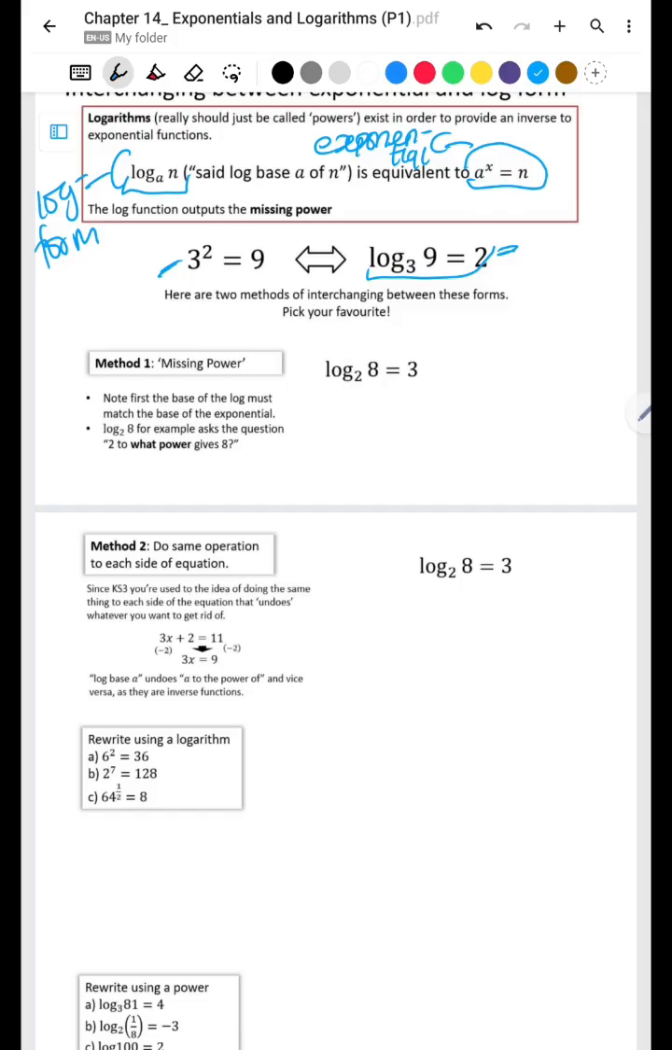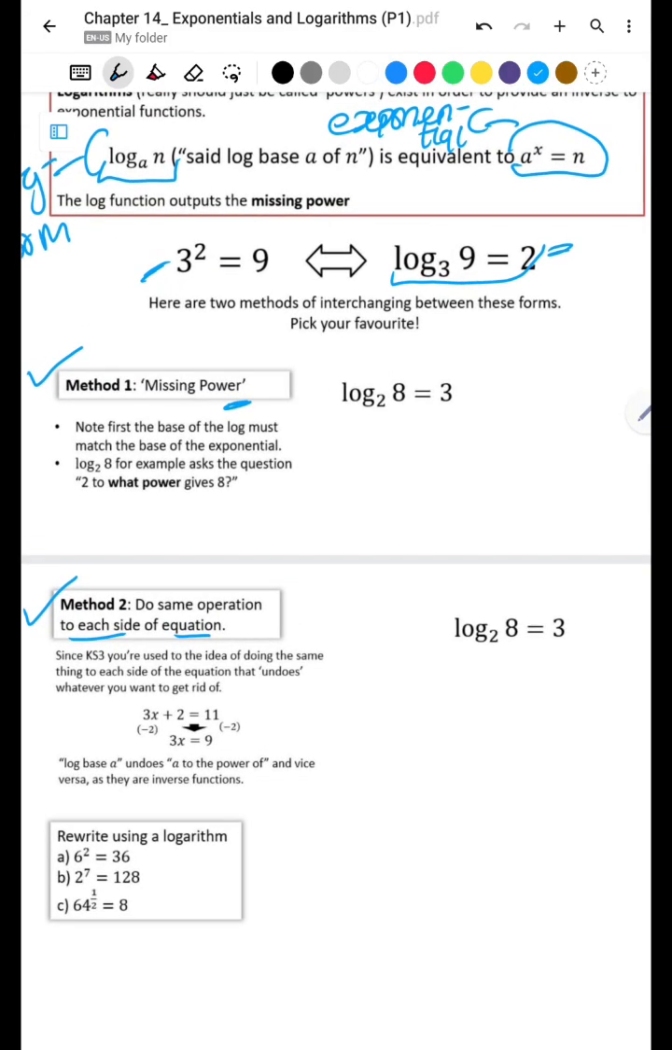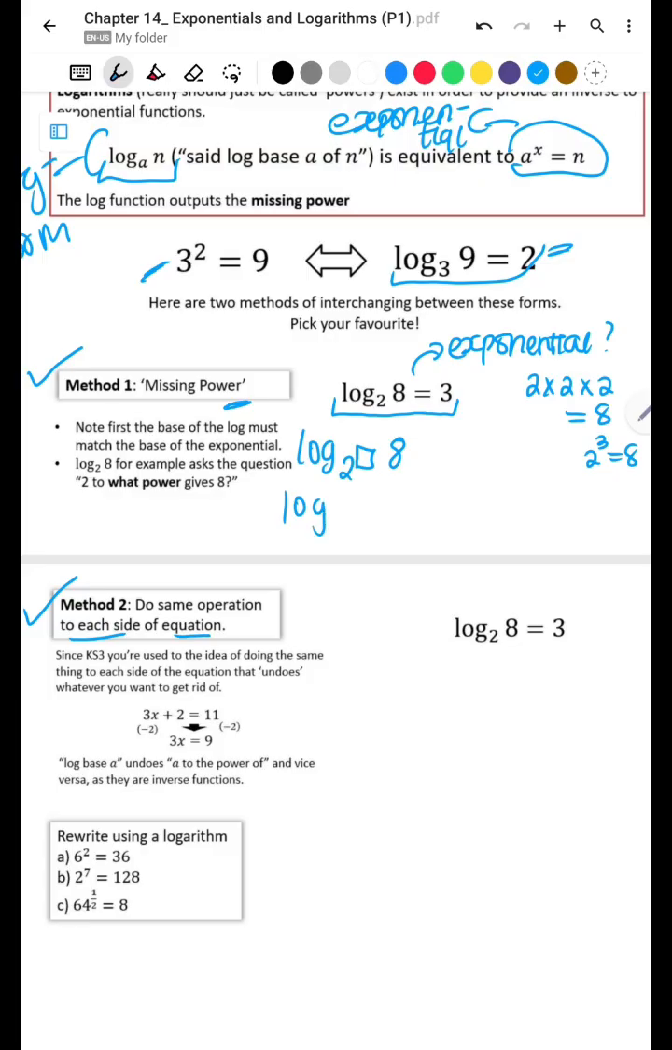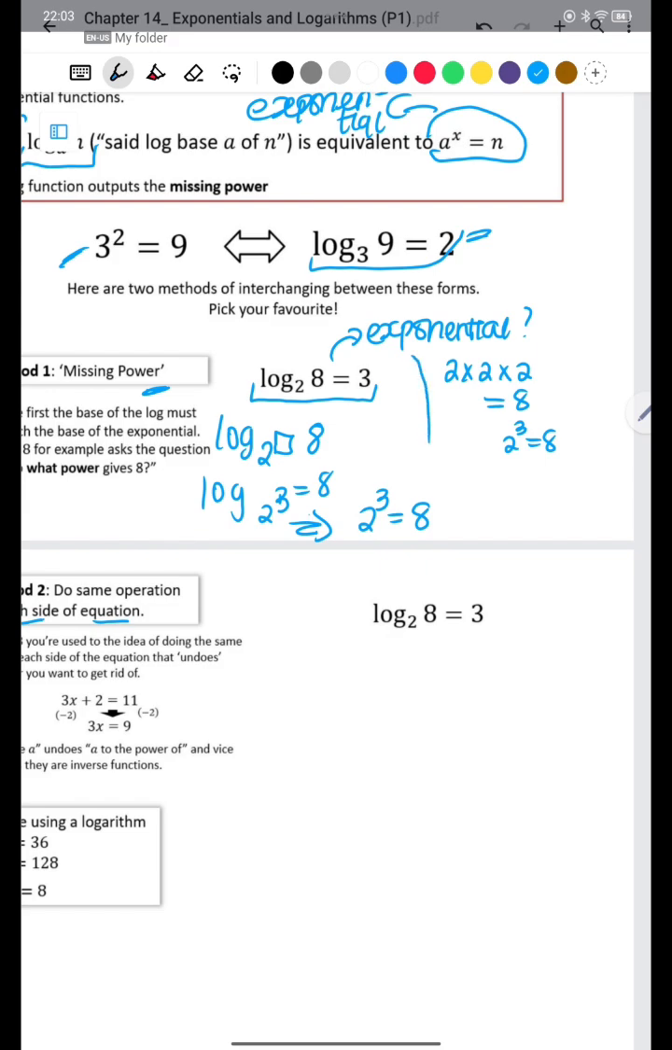So now there are two ways to convert from logarithms to exponential. We have method one, which is using the missing power, and method two, which is doing the same operation to each side of the equation. Going through the missing power method, if you are trying to convert this to an exponential function, how are we going to do that? This is saying log base 2 of 8: what power do we need to get 8? We know 2 times 2 times 2 is equal to 8. That means 2 cubed is equal to 8. So we've converted from logarithms to exponential function.